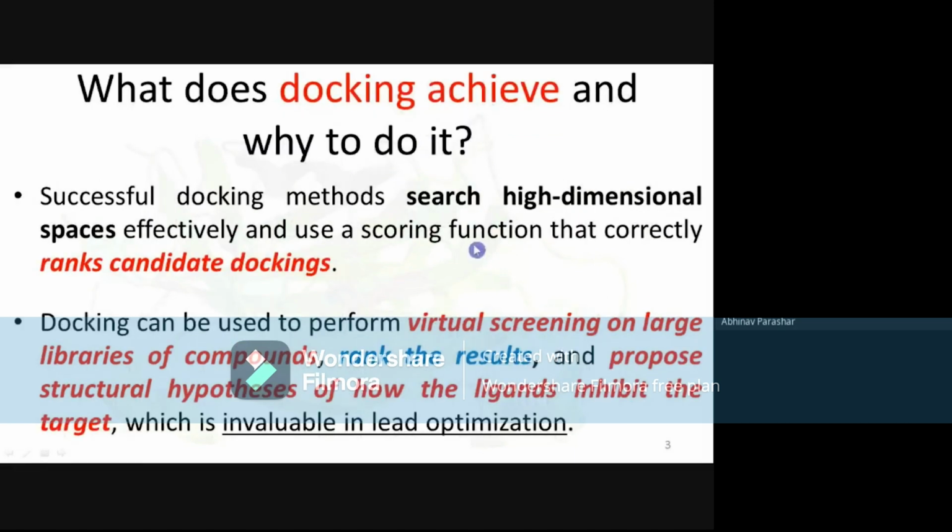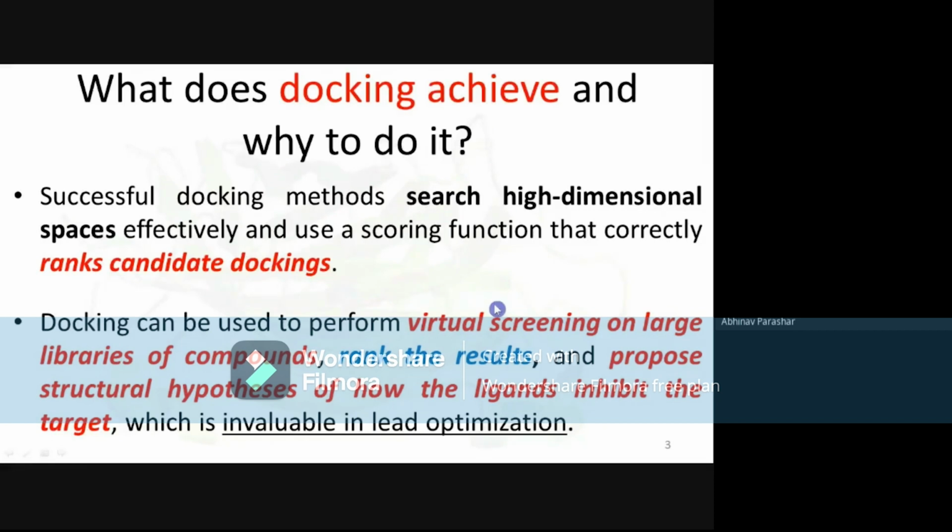What does docking achieve, and why do you do it? A successful docking method will search high-dimensional spaces effectively, as we have just seen, and use a scoring function that correctly ranks candidate docks. This is very essential. When you do docking, you will have different poses coming up. Once we go through the tutorial, you will understand what these poses are. It is not going to find only one location. It is going to find different locations at which a ligand is going to bind to the protein, and multiple modes of binding, that is, different amino acids at the same location or different orientations in the same location.